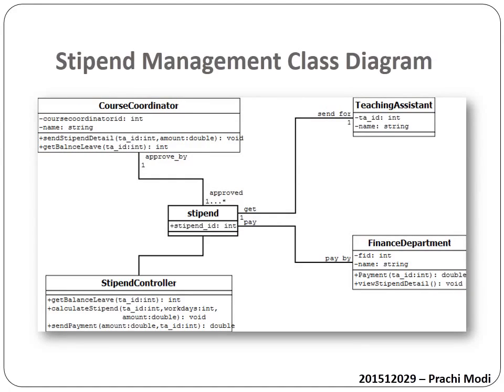It starts with the course coordinator requesting the stipend controller for the balance leaves. According to the balance leaves, the stipend controller will calculate the stipend of the TA, which will then be forwarded to the course coordinator. After the course coordinator approves it, it will send the stipend detail to the finance department via the boundary. The finance department, through the payment method, will forward the payment to the stipend controller, and in the end the teaching assistant will receive the payment of the stipend.